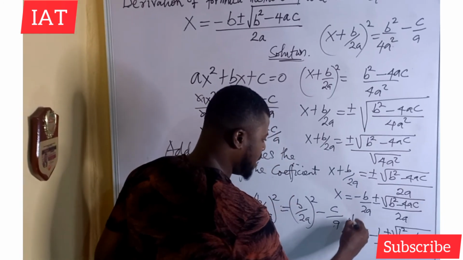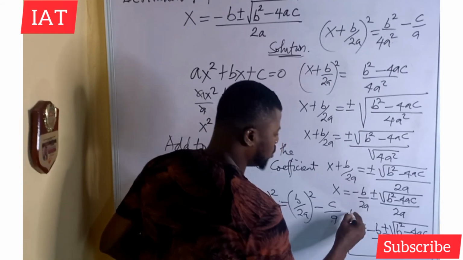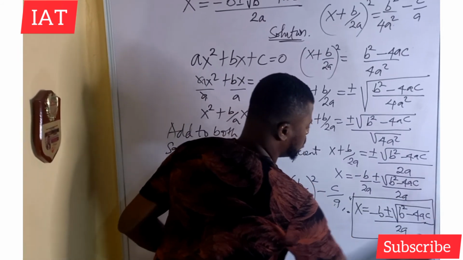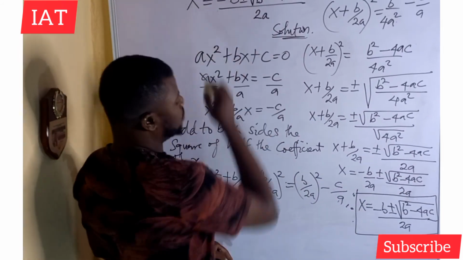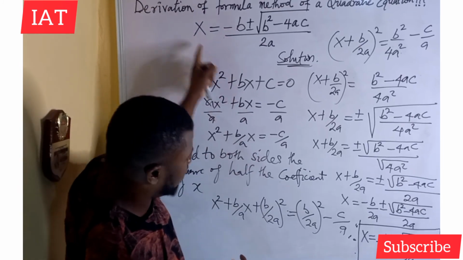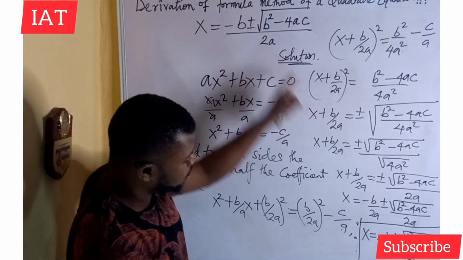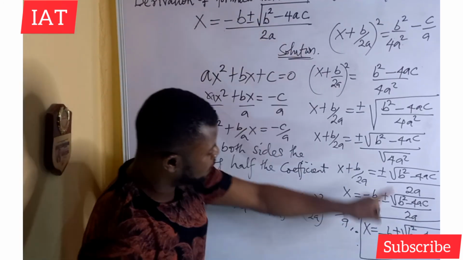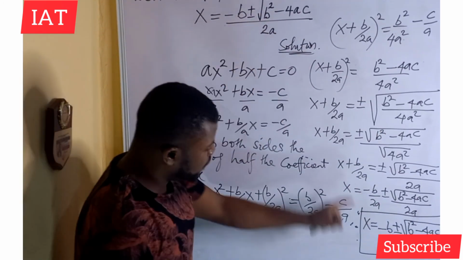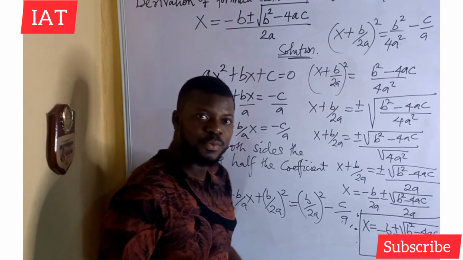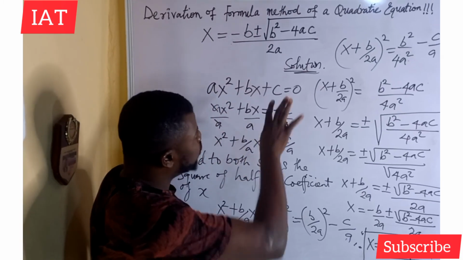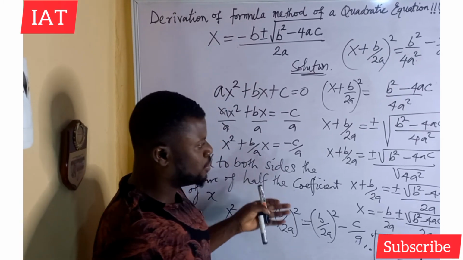And if you compare this equation to this, you see that they are exactly the same thing. X is here, equal sign is there, minus b is there, plus or minus the general square root of b squared minus 4ac all over 2a. It is exactly the same, and we have been able to do justice to this, and you see how simple this could be.